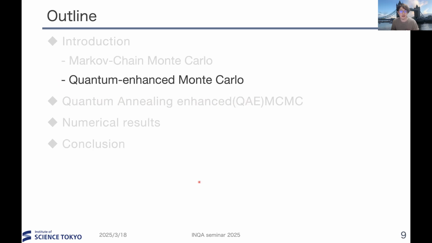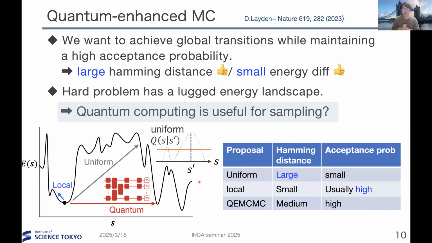So let's move on to the quantum enhanced Monte Carlo. In the Markov-chain Monte Carlo, we want to achieve a global transition while maintaining a high acceptance probability. In other words, an obtained sample with a large Hamming distance and small energy difference is desirable. However, a hard problem has a rugged energy landscape like this.